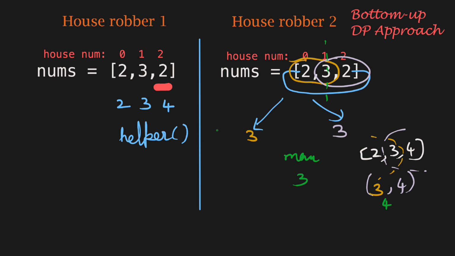Now in terms of time complexity, the helper function for House Robber 1 will run in O(n) time, and in House Robber 2 we are calling it twice. So the time complexity of this approach will be O(2n), equal to O(n), and the space complexity will be O(1) if we are using the space efficient DP approach from House Robber 1.